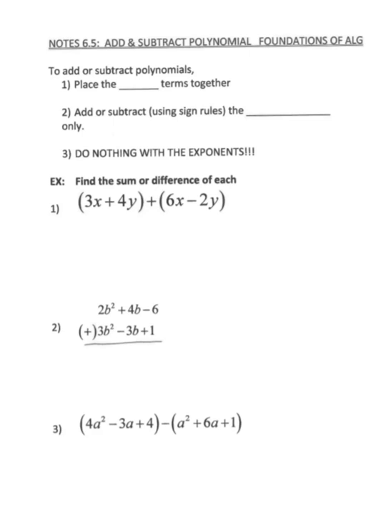In section 6.5, we're going to look at adding and subtracting polynomials. To add or subtract polynomials, we are going to place the like terms together. And then we are going to add or subtract, using sign rules, the coefficients only.